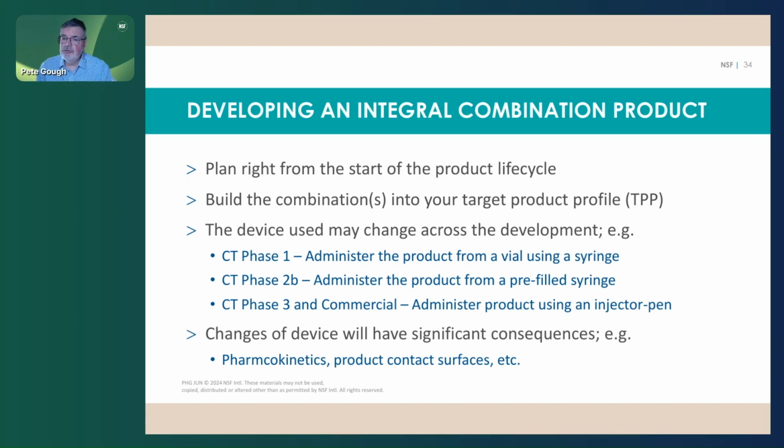By the time you get to phase 2, you might want to have it administered as a pre-filled syringe, because it's easier in the clinic. And that may be for convenience. It may be because it enables blinding of the clinical trial. So there's another combination product there. And by phase 3 and commercial, you may actually, for patient convenience, want to be using an injector pen device, which is often and usually more convenient for patients. So you've actually got different drug device combinations as you go through the development of the product.